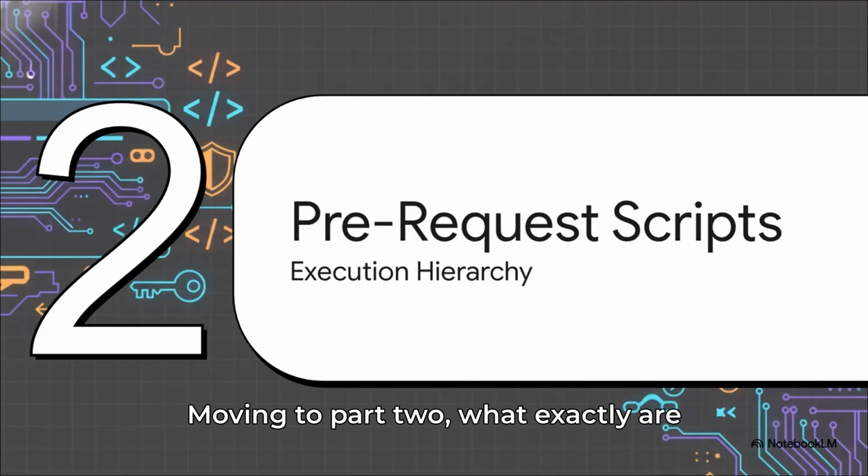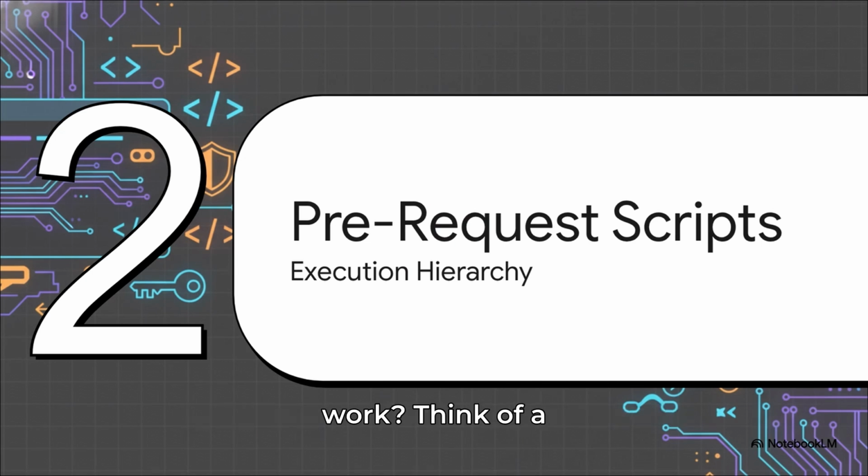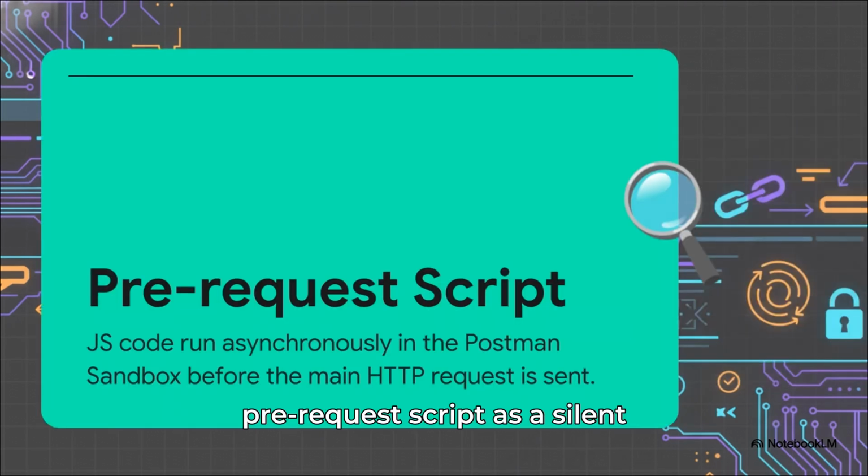Moving to part 2, what exactly are pre-request scripts and how does the execution hierarchy work? Think of a pre-request script as a silent pre-flight check. It's essentially JavaScript code that runs asynchronously in the node-based Postman sandbox right before your actual HTTP request fires off. It intercepts your action before it ever leaves your machine, which gives you the perfect window to run logic, set variables, or, and this is exactly what we're going to do, make a quick side-channel API call to fetch fresh credentials.